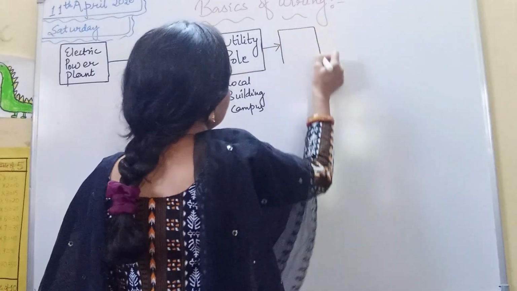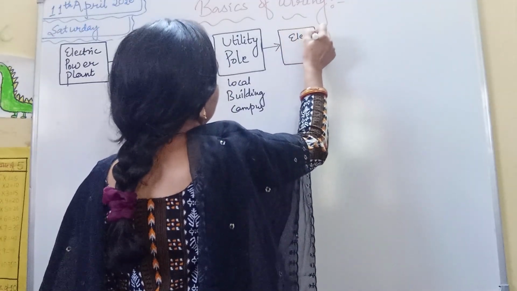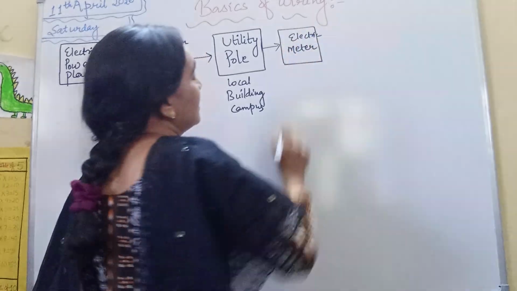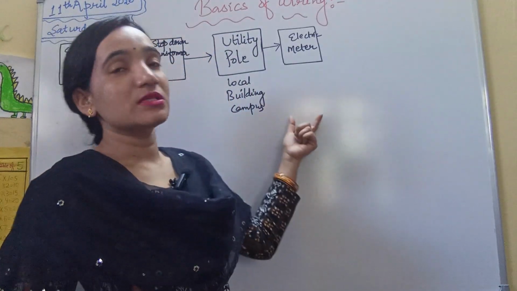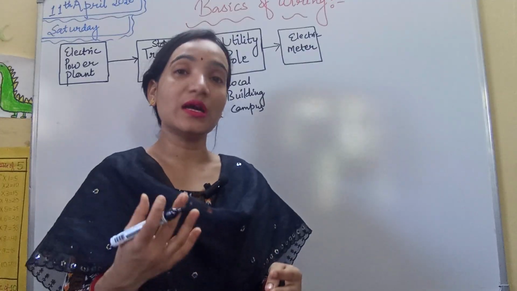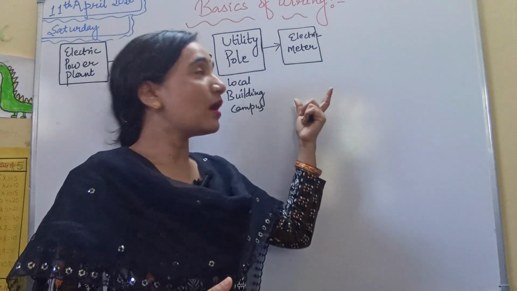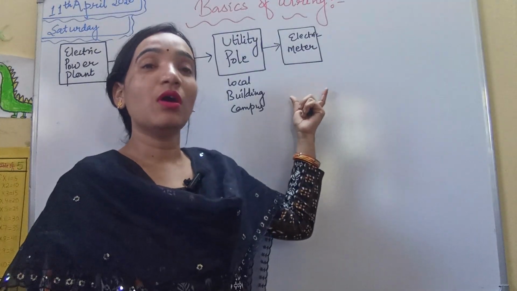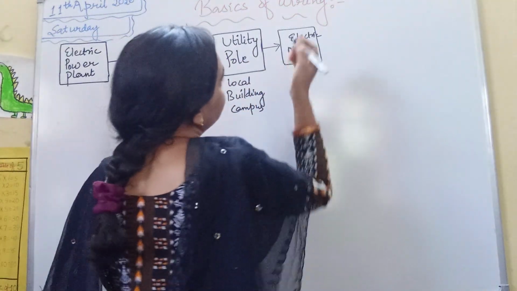After the utility pole, an individual electric line connection is given to each home, and it first enters the electric meter. The electric meter tells the consumption of electricity. It records how much electricity you are consuming, and the meter of a home indicates the consumption in a month or a year.